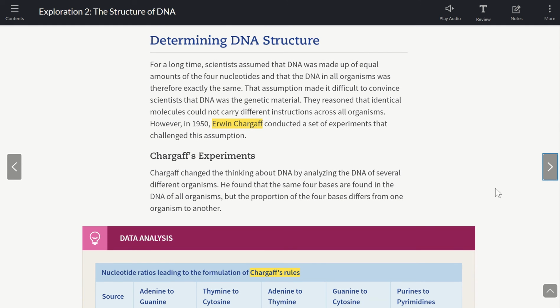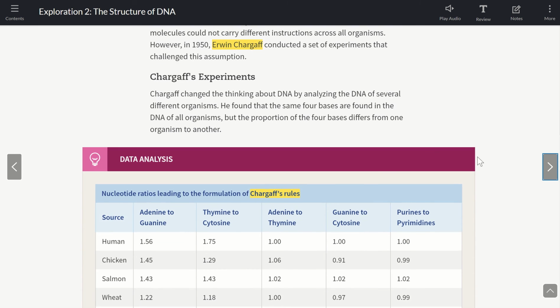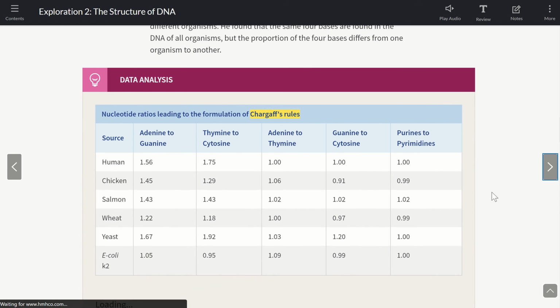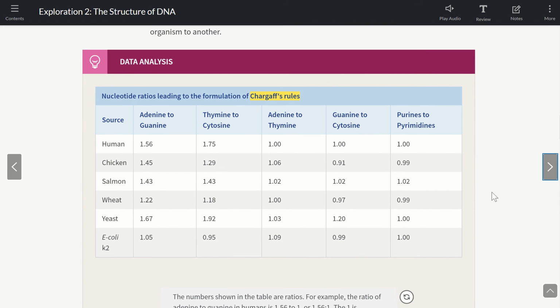Another one of the scientists that played a key role in this process of discovering DNA was a man named Erwin Chargaff. And Erwin Chargaff set out to try and figure out if the nitrogen bases in DNA were random or if they were intentional. And so he did an experiment where he looked at several strands of DNA from all kinds of different organisms. And you can see these six organisms right here.